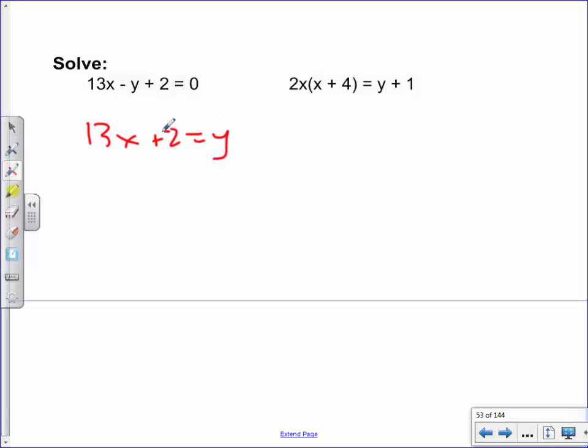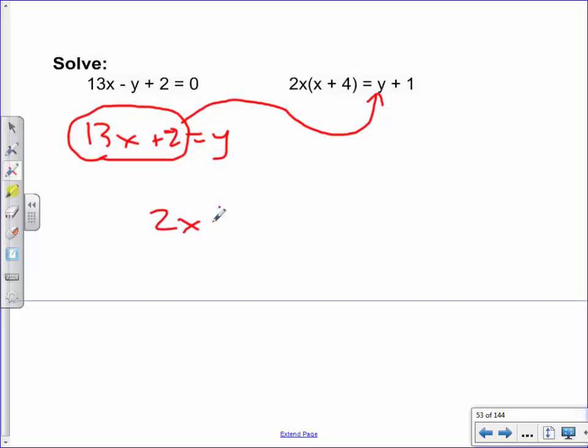So now using substitution, take the 13x plus 2 that we just got right here and shove it right there. Hence the term substitution. So now write it as 2x times x plus 4 equals, oh wait, I should be writing y, equals 13x plus 2 plus 1.